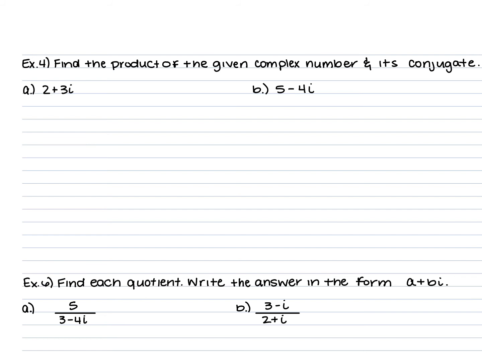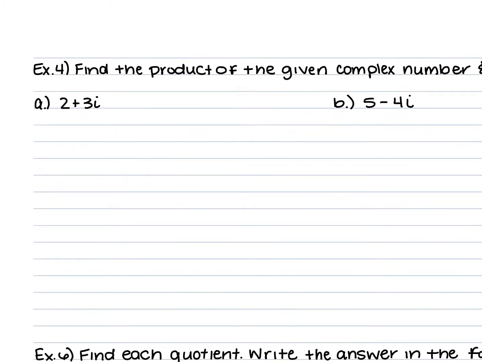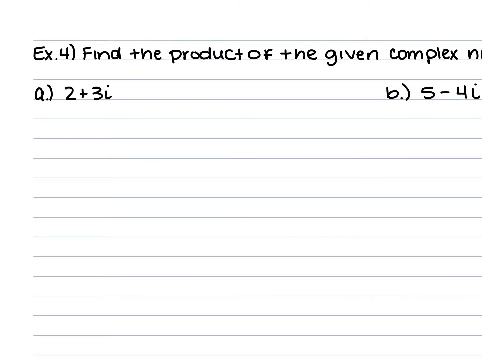its conjugate. So we're going to take what they give us. If we look at example A, they give us 2 plus 3i. We're going to put parentheses around that and then multiply it by its conjugate. Its conjugate, you're going to keep the 2, you're going to keep the 3i, change the sign between them. So instead of it being addition, it's going to be subtraction. Now you could FOIL this, or you could use your rule for a difference of squares.